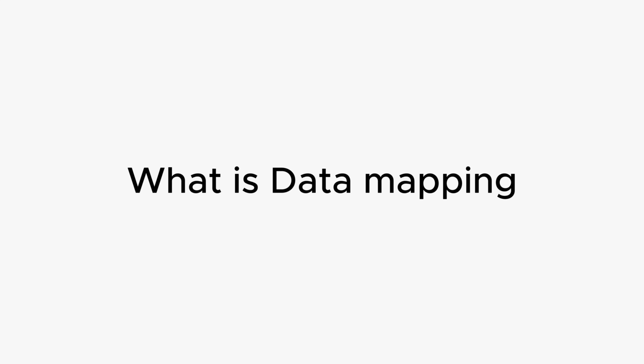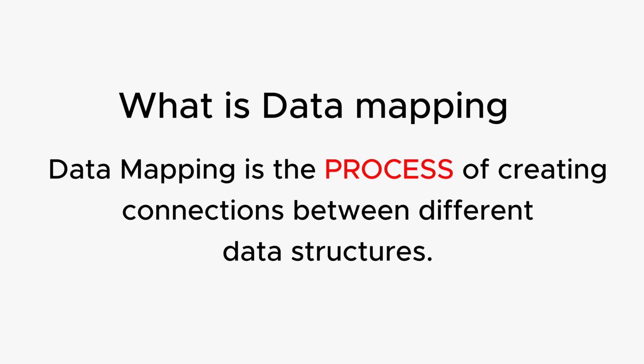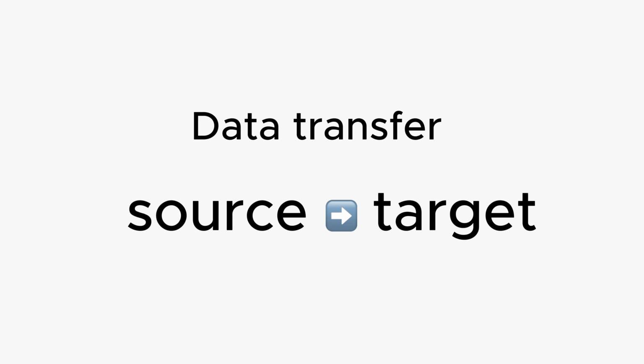What is data mapping? Data mapping is the process of creating a relationship or connection between different data models or data structures. It involves identifying how data elements from a source system correspond to those in a target system. This is very crucial when transferring, integrating, or transforming data from one system to another.